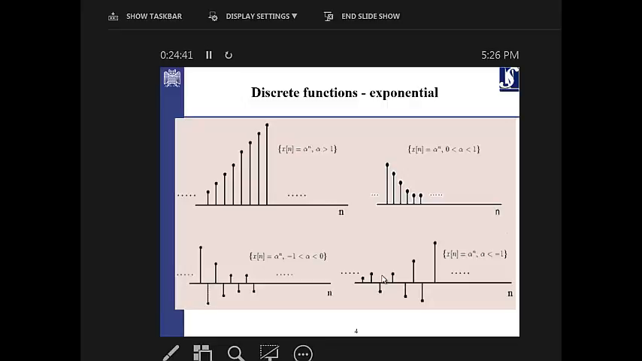And if alpha is less than minus 1, it's diverging. And again, fluctuating between the positive and the negative values. But it's diverging. So that's the meaning of exponential in the discrete domain.